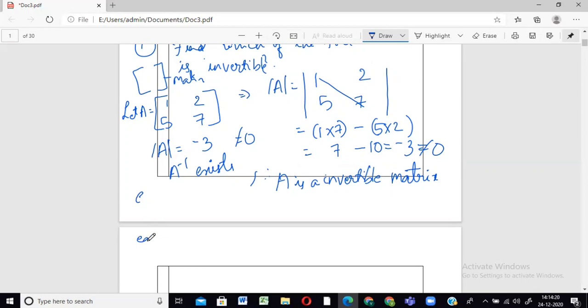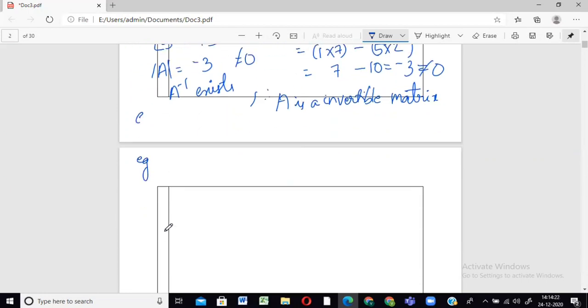Suppose we have this example: 2, 3, 4, and 6. Let's name this B. The same question: you're going to check whether the matrix is invertible or not. So first we'll find its determinant value.